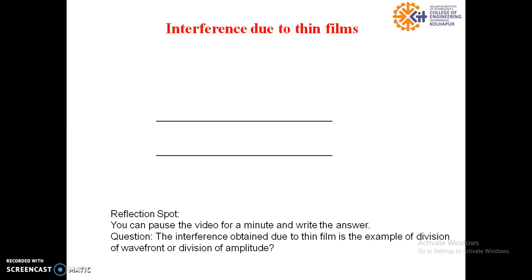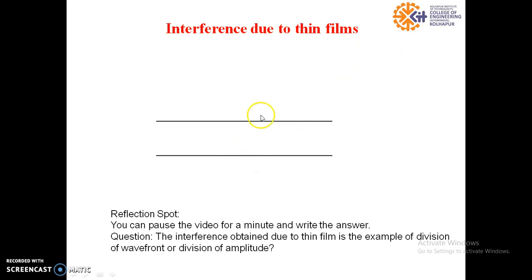Now let's see interference due to thin film. What is thin film? Thin film means a layer whose thickness is less than 1 micrometer. म्हणजे एक लेयर असेल ज्याचा thickness 1 micrometer पेक्षा पण कमी असायला पाहिजे. That layer is known as thin film.